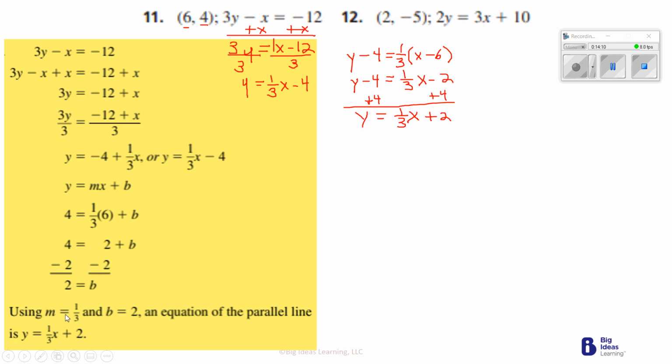So using m equals 1/3 and b equals 2, an equation of the parallel line is y equals 1/3 x plus 2. So no matter which way you go about it, you're going to get the same answer. All right, 12 is for you to do.